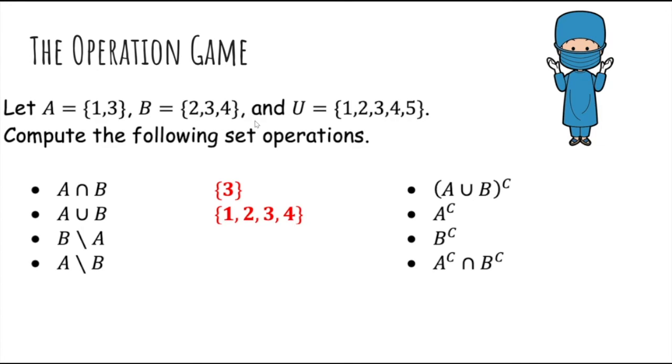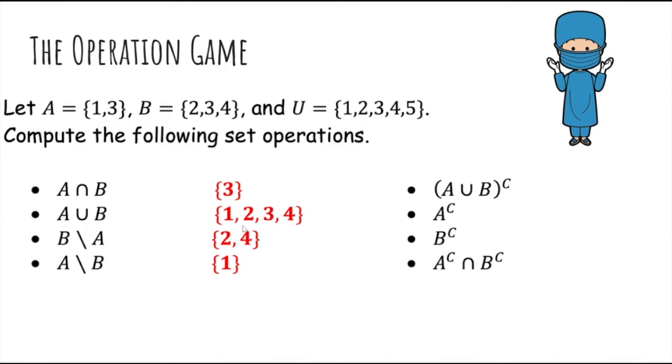What about B minus A? Well, this is just all the elements in B that are not in A. So we just start with B, but then just remove all the elements that are also found in A. So we remove 3 because that's in A, and we're left with only 2 and 4. Similarly, A minus B is just all the elements in A that are not also in B. So we started with 1 and 3, but since 3 is also in B, that's removed, so we're left with just 1.